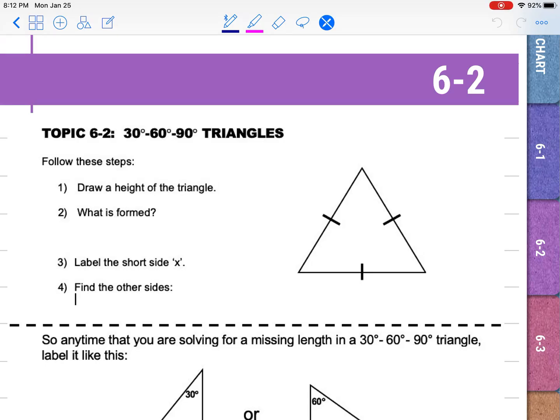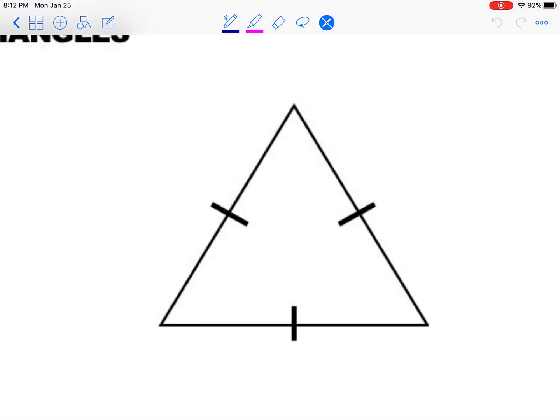Okay, let's look at 6-2, our 30, 60, 90 triangles. Well, let's again discover our labels like we did on 6-1 with our 45, 45. So let's follow these steps. Draw the height of the triangle. We know that the height shows the altitude. We start at the top vertex and go straight down, creating a right angle.